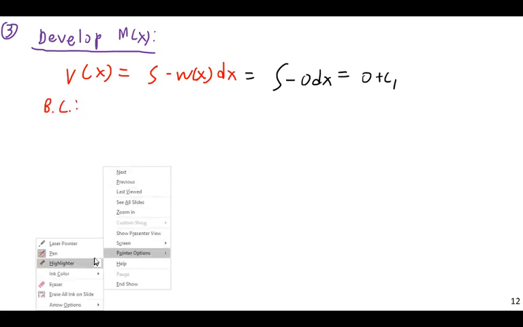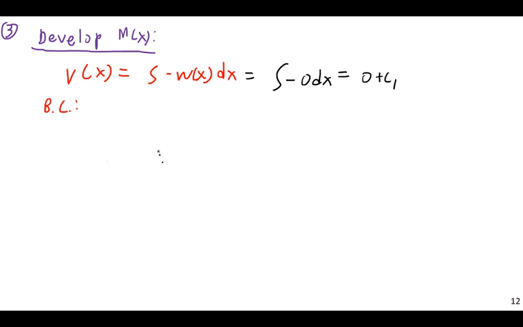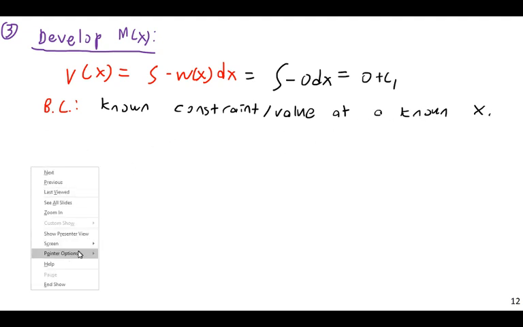Boundary condition, well, we need a known constraint slash value at a known x, at a known location x, and I do have a boundary condition that I know for shear. So again, even though we already sort of have the shear function, I just want to go through the process of finding it if we had a more complicated loading.